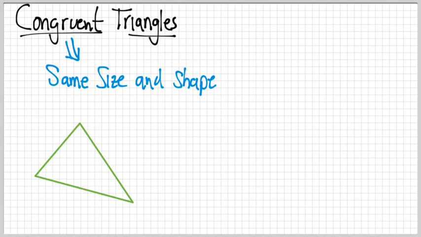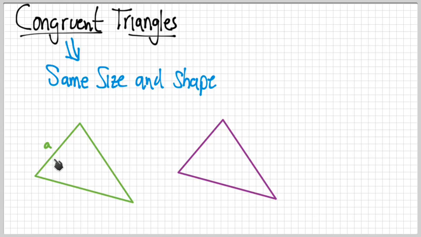So here's a green triangle. Here's a purple triangle, and they are congruent. I know this because I used copy and paste to create one from the other. So they're definitely congruent. They're exactly the same. All their parts are the same, as we'll see here.